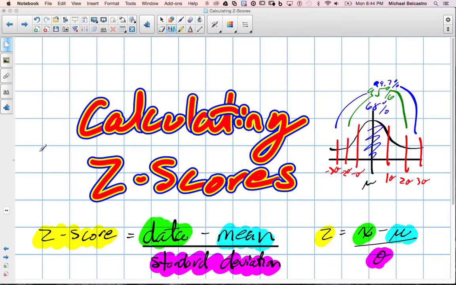Okay, we're going to look at calculating z-scores again here. There's a little chart that gives us our info. We know 68% is within one standard deviation of the mean, 95% of the area under the curve, or the percent of information, is within 2, and 99.7% of the area was within 3 standard deviations of our mean.